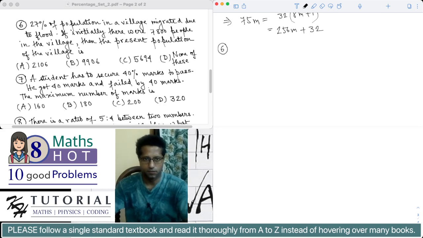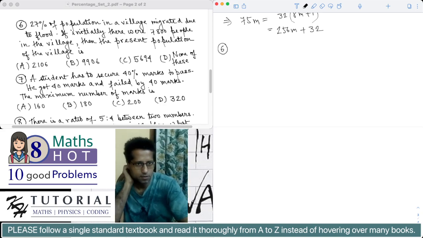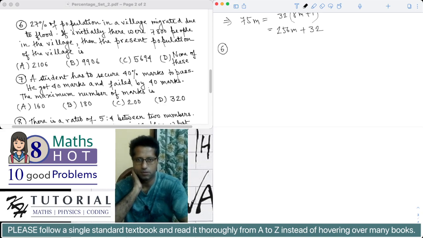27% of the population in a village migrated due to flood. If initially there were 7,800 people in the village, then the present population of the village is. So initially the population was 7,800 and it is asking the present population. It is given that 27% of the population left the village because there was a flood.